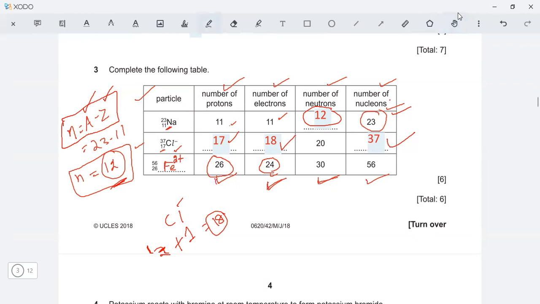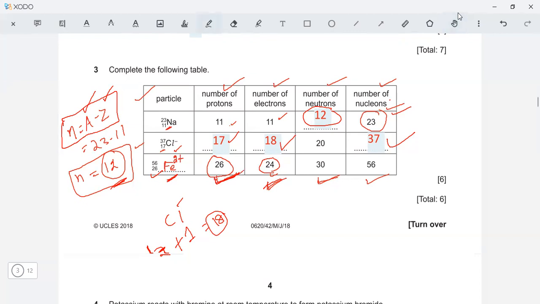So look at the proton number, how much? 26. That means it's going to be an ion, because here you mentioned 26 and the nucleon number is 56, right? But look at it, the number of electrons is 24. It's supposed to be 26 because we know that each atom has the same number of protons and electrons, so that it can be considered neutral in state, right?